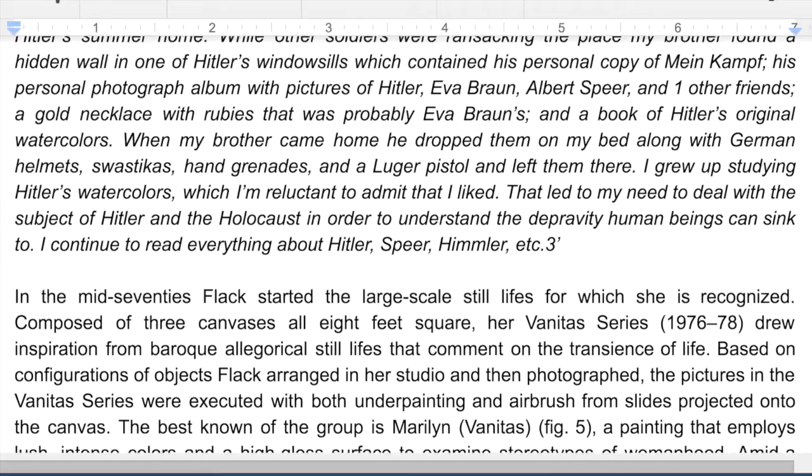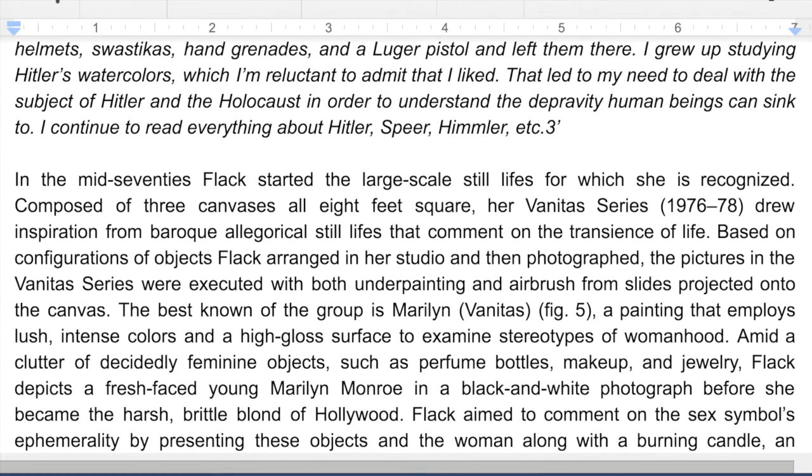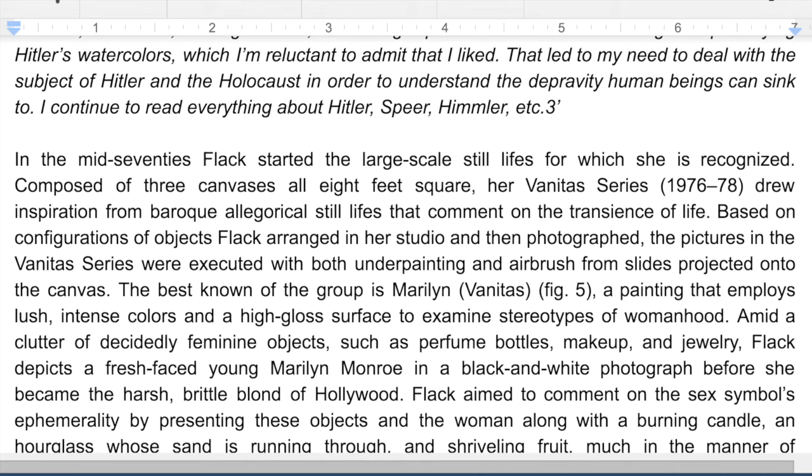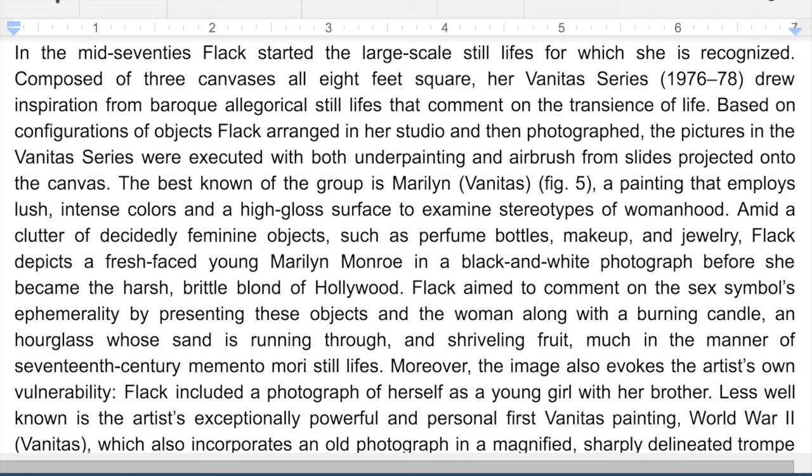So in the mid-70s, Flack started the large-scale still lifes, for which she is well recognised. She composed 3 canvases. They're all approximately 2.5 metres squared each. And we know also from what I've already said that she draws her inspiration from the allegorical still lifes from the Dutch still life period. What she's done, if we're talking about her material practice, is create these little still lives in her own studio and then photograph them in her studio.